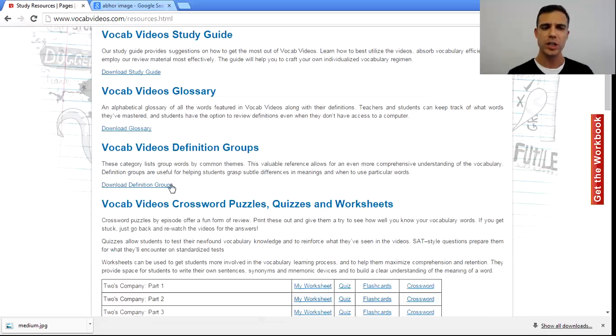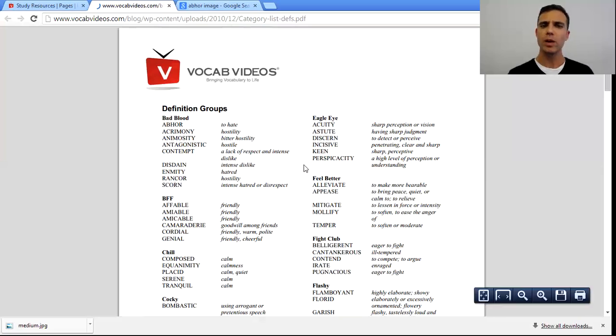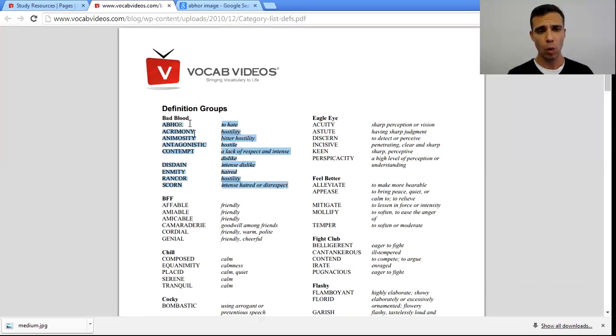We also have definition groups. This PDF is incredibly useful because it groups the words together. For instance, we call this category bad blood. Underneath bad blood, you see the words abhor, acrimony, animosity, antagonistic, contempt, disdain, enmity, rancor, and scorn. All of these are similar words. While they're not exact synonyms, they can be grouped together.